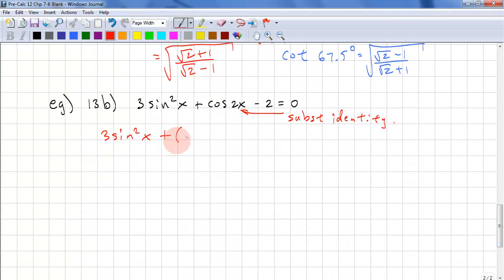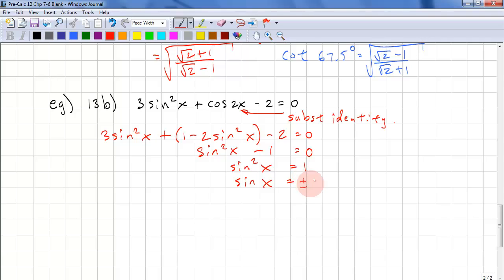So we have plus 1 minus 2 sine squared x minus 2 equals 0. Now we have sine squared x minus 1. We have the positive 1 minus 2 equals 0. Sine squared x equals 1. So sine x equals plus or minus 1. This means x is pi over 2 and 3 pi over 2.